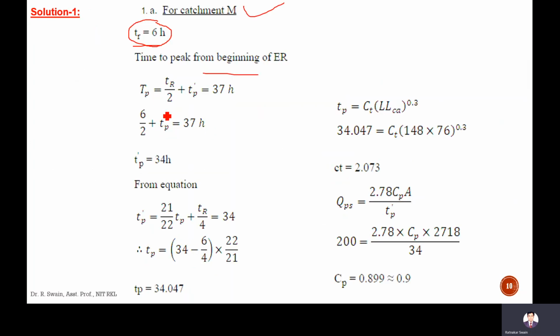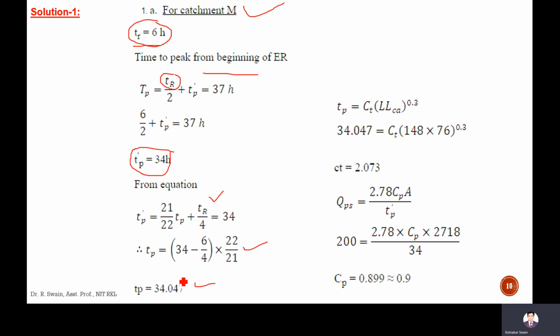So TP is given, which is TR by 2 plus TP dash. And TR is 6 hour unit hydrograph, so 6 by 2 plus TP dash is 37. So TP you can estimate, you can calculate here, it is 34 hours. So TP dash is nothing but 21 by 22 TP plus TR by R, that expression. Okay. So from here, since here it is 34, so TP can be calculated, which is 34.047 hour.